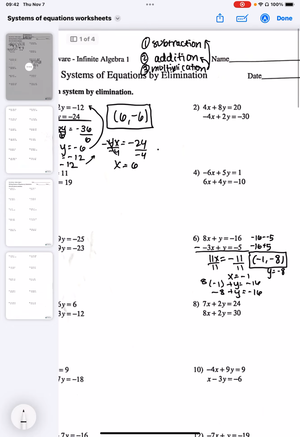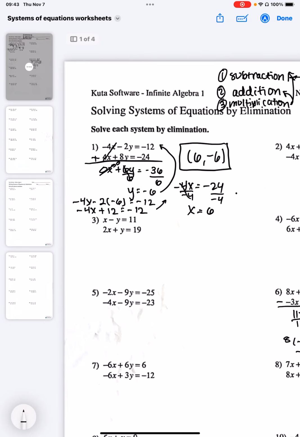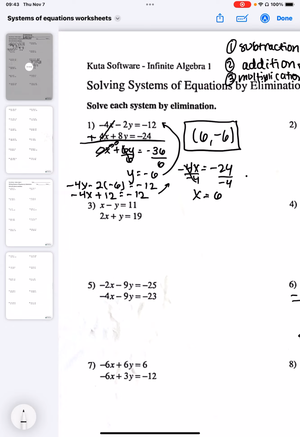Okay, so we've done number 1 up here, which was addition, and we've done subtraction. In number 1, we added them when they have opposite signs, and we subtracted them when they have the same value.